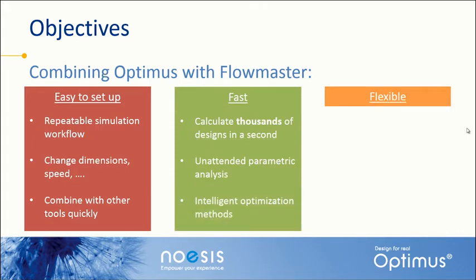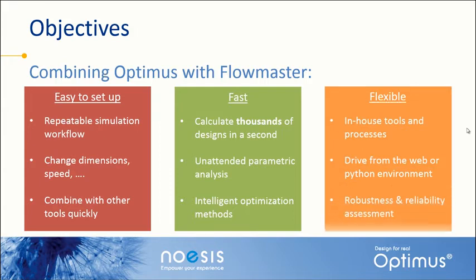When we combine Optimus with Flowmaster, we also see a very significant increase in speed. The amount of designs that we can solve in a given amount of time, and we will highlight how that happens in this case study. And we utilize some of the productivity gain that we talked about previously by enabling unattended parametric analysis. In addition, you can apply intelligent optimization methods that will iterate through the design space very quickly.